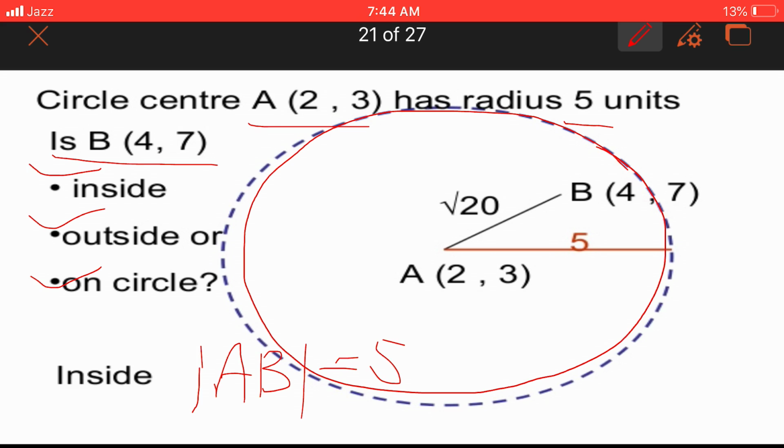If the value is less than 5, that means it is inside the circle, or if it is greater than 5, then it is outside the circle. So you will just find the distance between A and B, and if the answer is 5 units, it is on the circumference. If it is less than 5, then it is inside, or if it is greater than 5, then it is outside the circle.